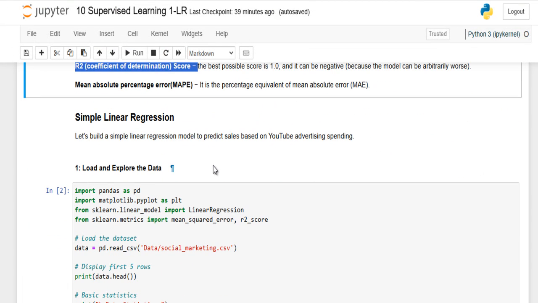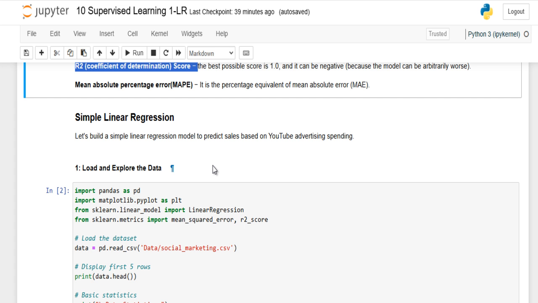All right, so we want to look at a simple linear regression today quickly. Let's build a simple linear regression model to predict sales based on YouTube advertising spending. We have a social marketing team, a company that is based on adverts. So we want to look at what happened to sales when we introduce different kinds of advert methods in the company.